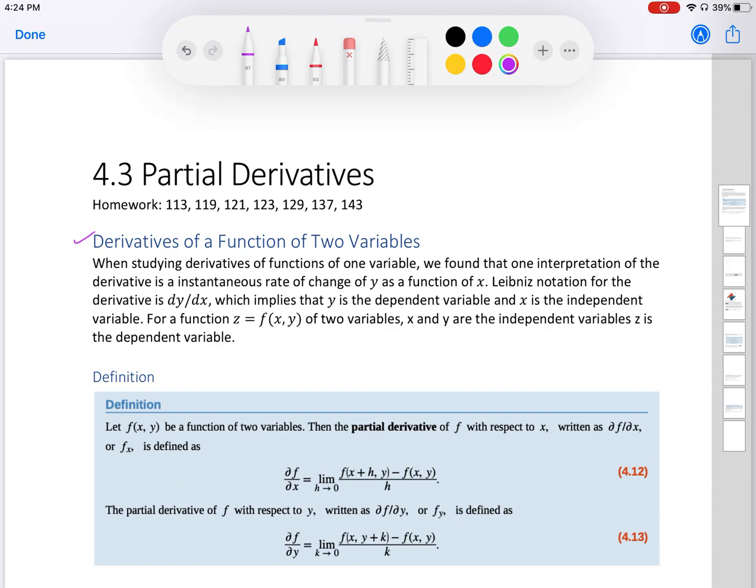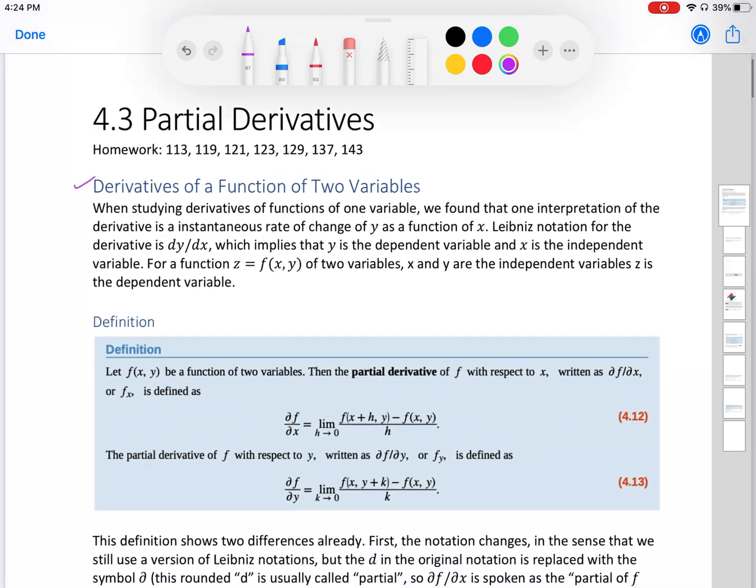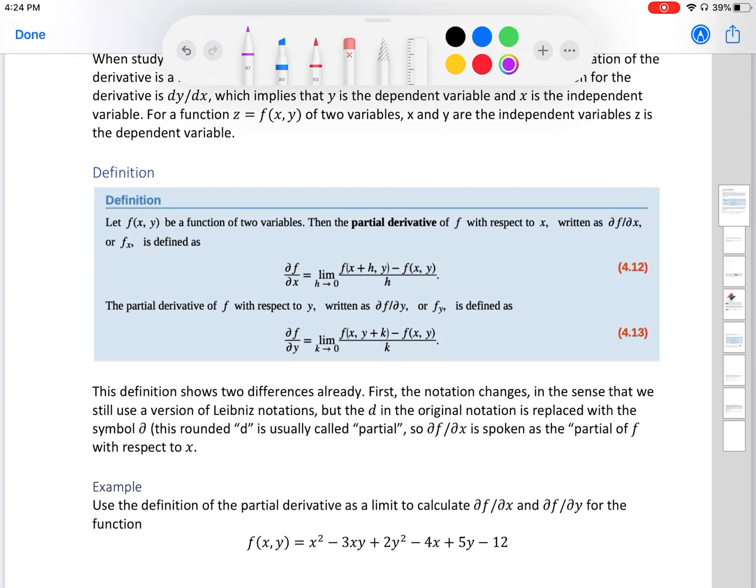variable. For a function z equals f of x, y of two variables, x and y are the independent variables, and z is a dependent variable. Let's begin with the definition of a partial derivative. Let f of x, y be a function of two variables. Then the partial derivative of f with respect to x, written as ∂f/∂x, or f sub x, is defined as ∂f/∂x equals the limit as h approaches 0 of f of x plus h, y minus f of x, y divided by h.